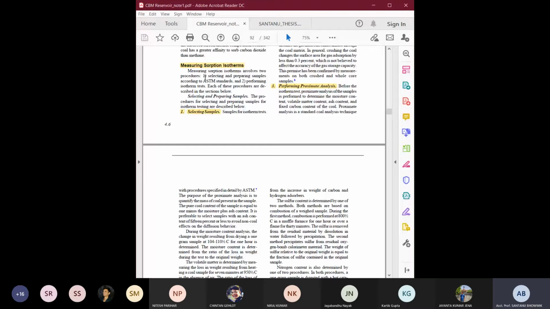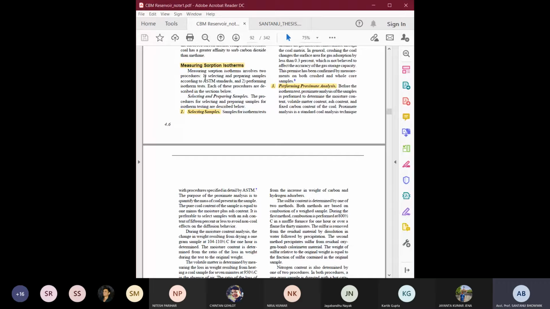What are the steps? First, we have to select the sample and prepare the particular type of sample. Then the standards: we have to check which standard we are going to follow, whether the ASTM standard, American Society for Testing and Materials, from the USA, or the Bureau of Indian Standards, BIS, or there are some international standards also given.